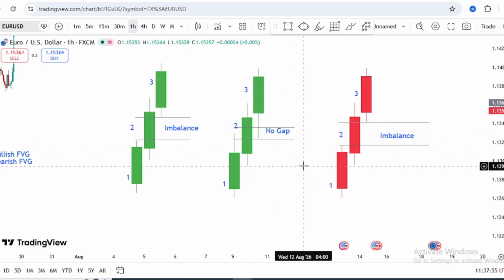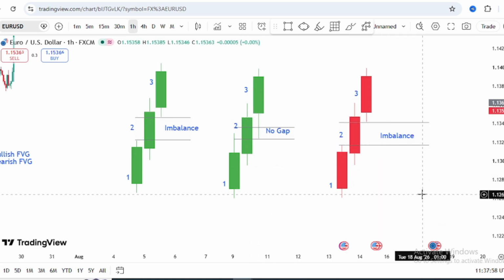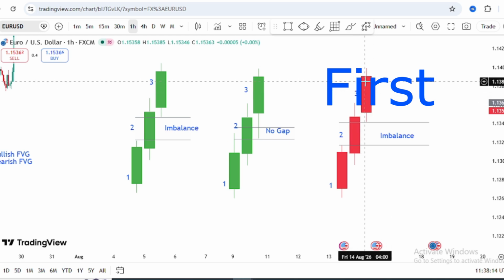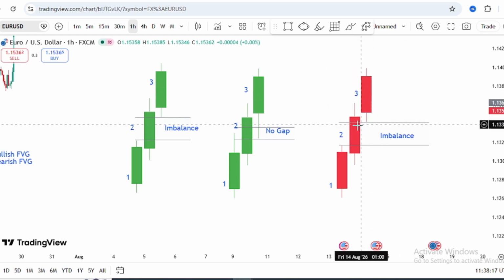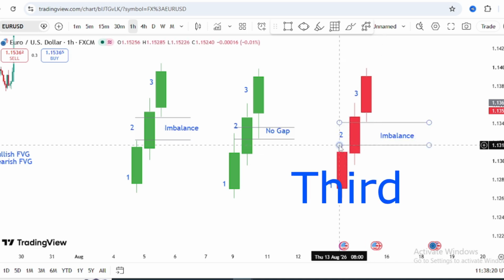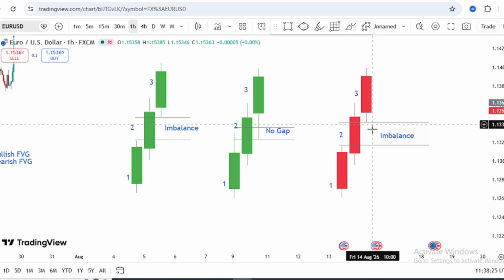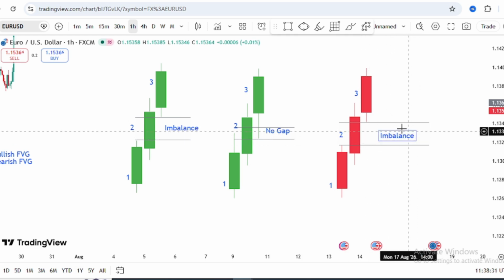Then for the bearish scenario, a bearish FVG is the space between the lower wick of the first candle and the upper wick of the third candle. As you can see, if this is your third candle, I have the lower wick and the upper wick of the first candle. So the distance from here to here, or the space between these two wicks, is the imbalance, which is where the FVG is created.